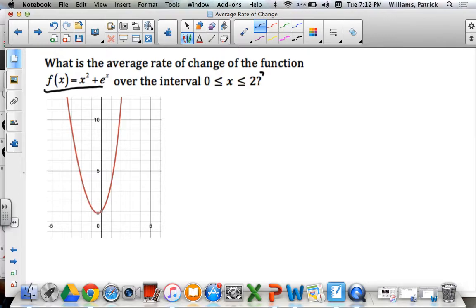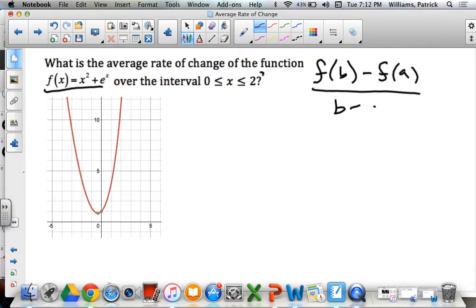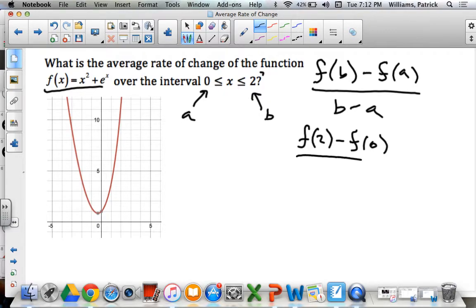All right, so if you've gotten back to it, hopefully the first thing you noticed is, well, average rate of change, okay, that's always going to be f of b minus f of a over b minus a. But in this case, a is 0, that's our initial point, and b is 2. So therefore, if we just plug these things in, that's going to be f of 2 minus f of 0 over 2 minus 0. Well, what is f of 2?